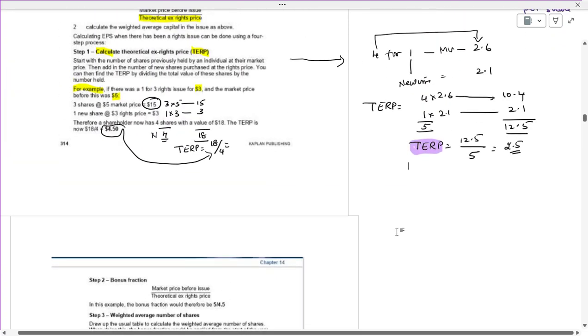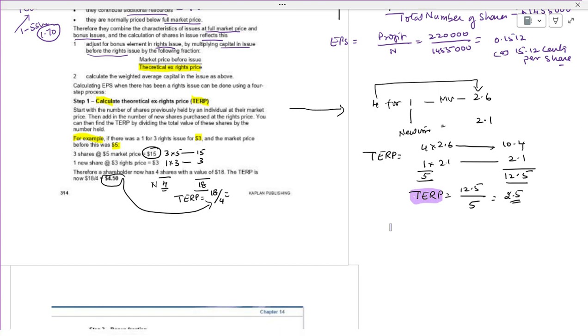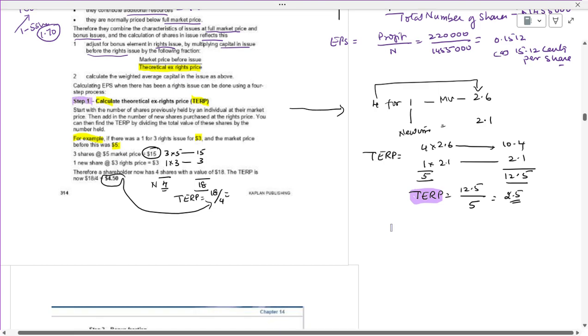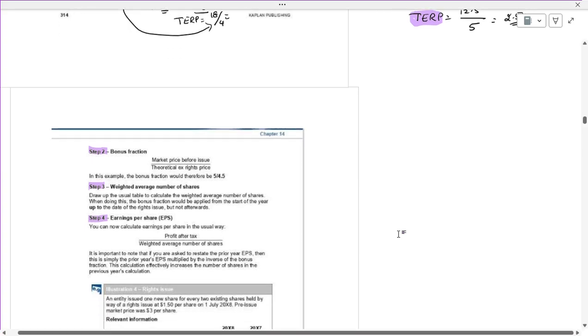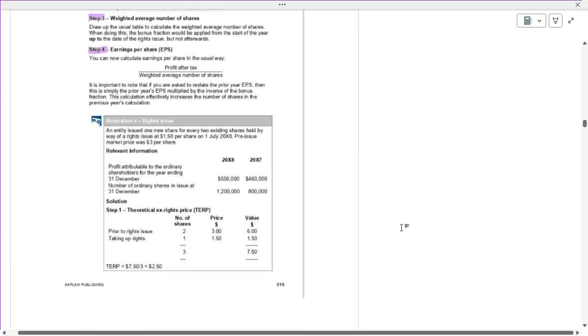What we have to do: first, step 1, calculate the theoretical X price. Second, calculate the bonus fraction, market price divided by theoretical X price. Step 3, calculate the weighted number of shares. Step 4, calculate EPS. This much we have to do.